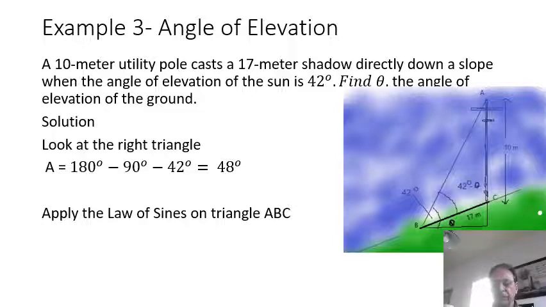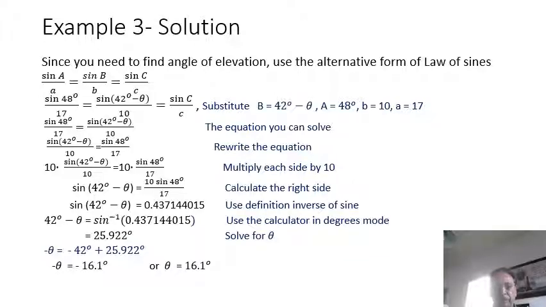Now we apply the law of sines on the triangle ABC. Since you need to find the angle of elevation, use the alternative form of the law of sines, which is sine of angle A over a equals sine of angle B over b equals sine of angle C over c. So now in this law of sines, substitute B equal to 42 degrees minus theta, A equals 48 degrees, b equal to 10, a is 17. And you have sine 48 degrees over 17 equals sine of 42 degrees minus theta over 10 equals sine of angle C over c.